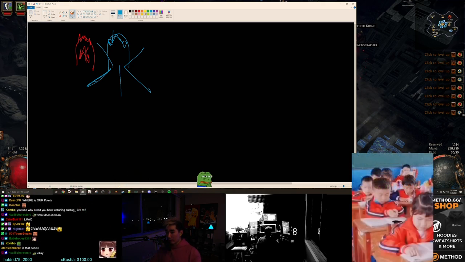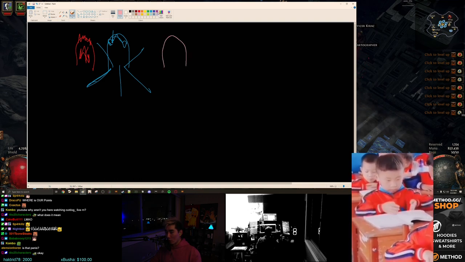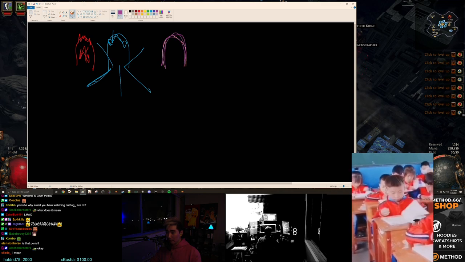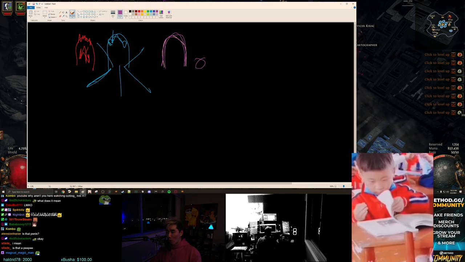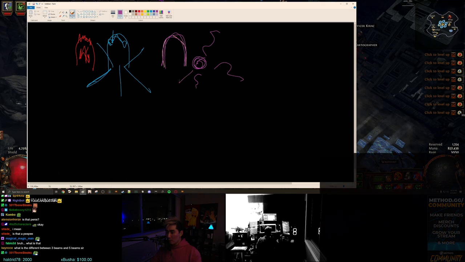Then there's another one. There's a very scary one. It's purple-pink. Now, this one is called the Soul Rend. And there's a ball like this, and it moves in a direction.